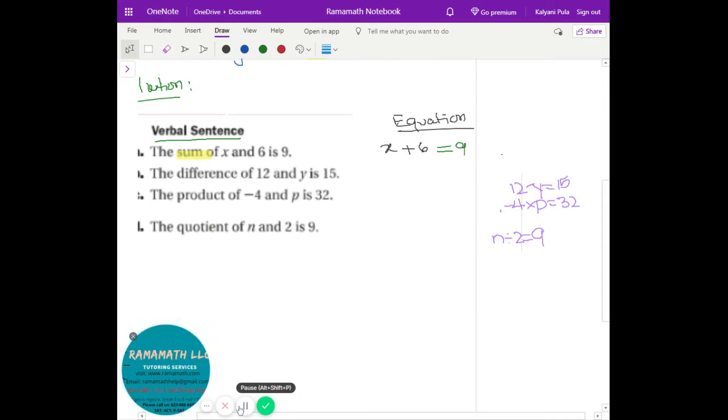That's pretty good. The difference of 12 and y is 15. That's good. The product of -4 and p. Looks good. Nice. You did good work on that. Good job.